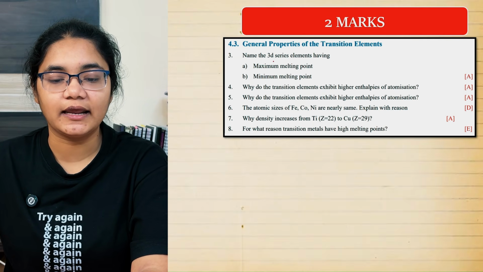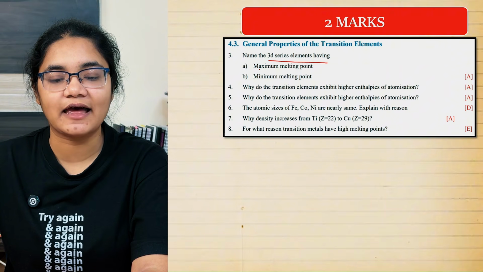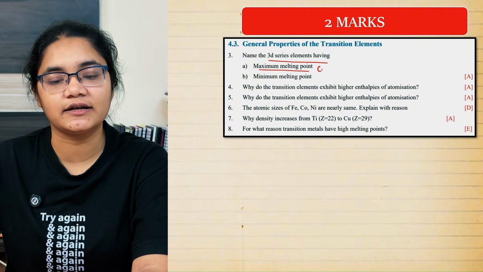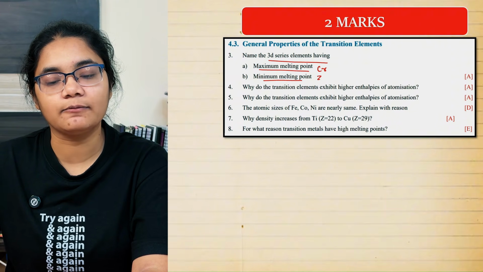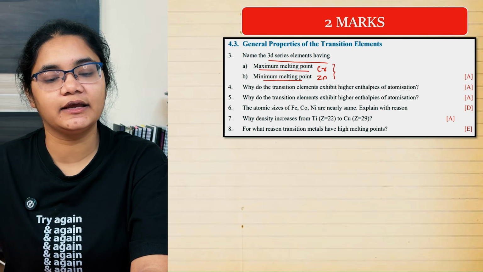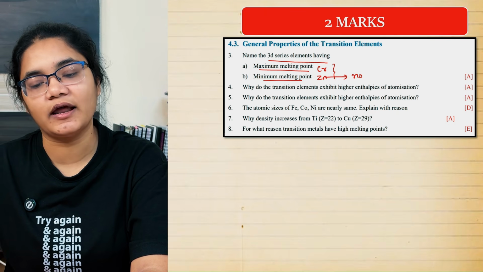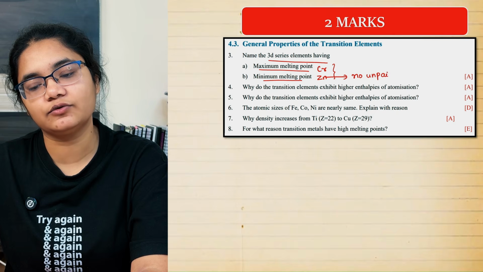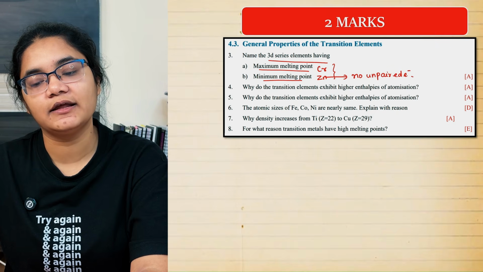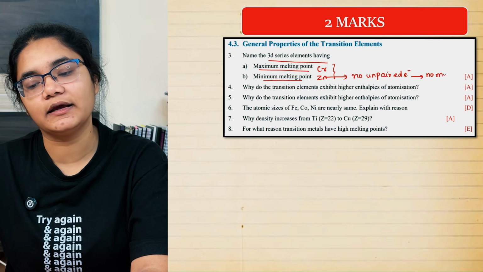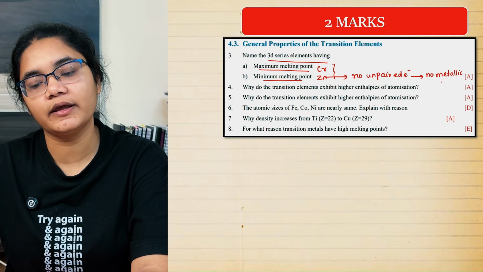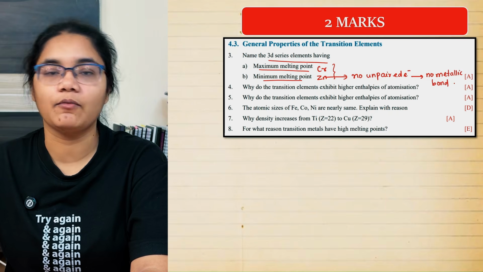Third question here, name the 3d series element having the maximum melting point. That is chromium, and the minimum melting point is zinc. Now the reason here for zinc is it has no unpaired electron, right? If there is no unpaired electron, what will happen? There is no metallic bonding. Okay, there is no metallic bonding.